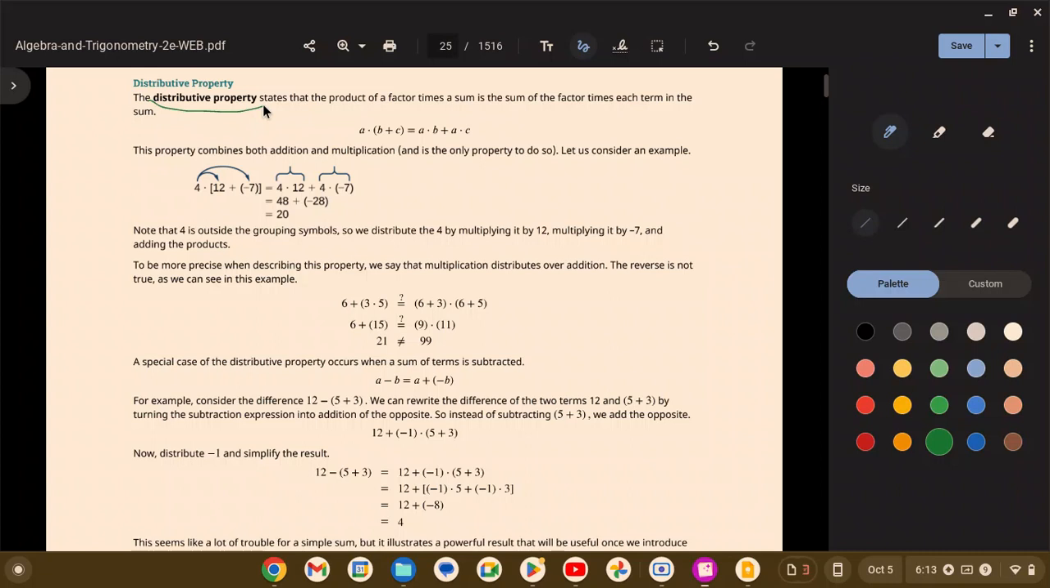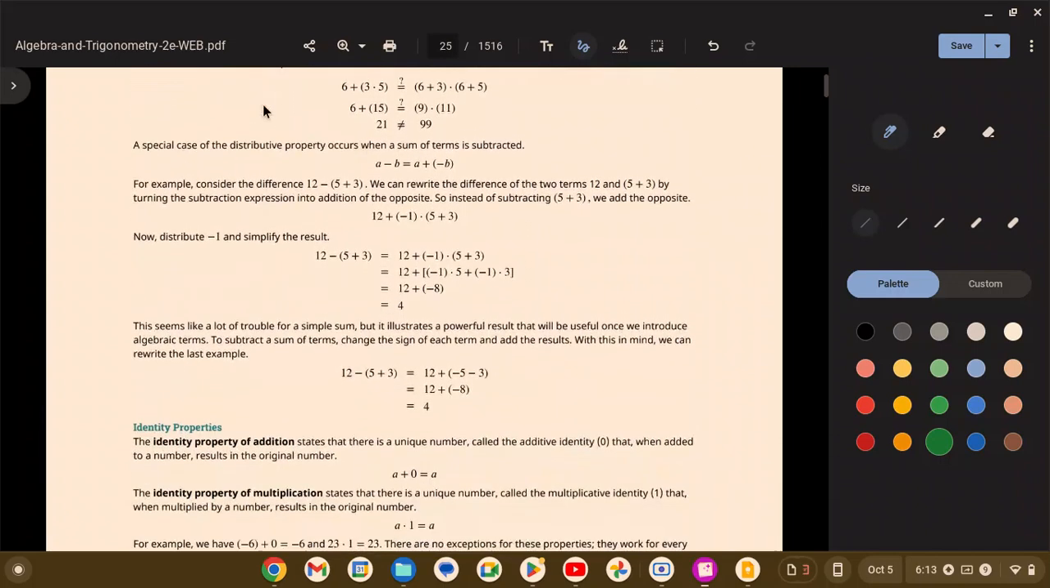The reverse is not true, as we can see in this example. 6 plus, in brackets, 3 times 5, equals 6 plus 3 times 6 plus 5. So 6 plus 15. Is that the same as 9 times 11? No. A special case of the distributive property occurs when a sum of terms is subtracted. A minus b equals a plus negative b.